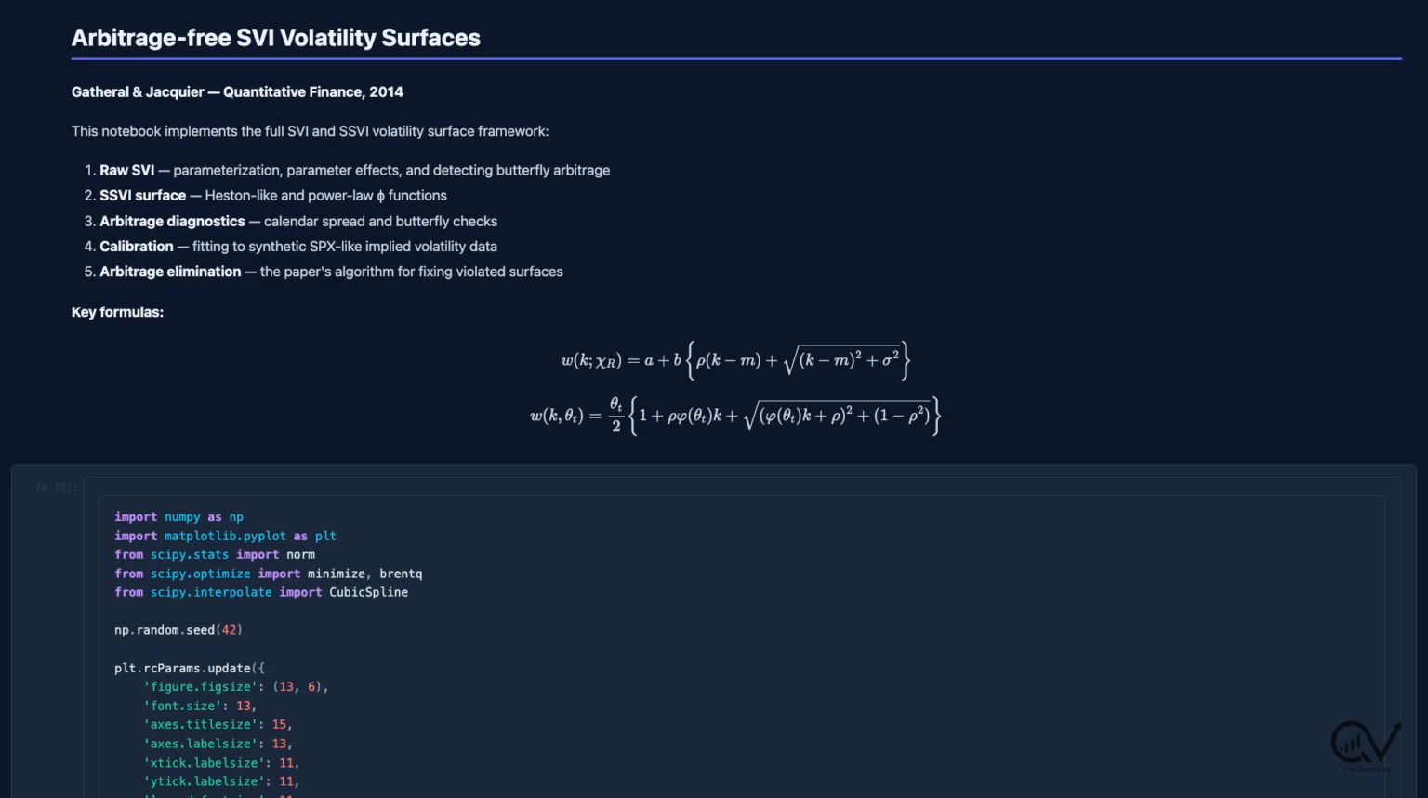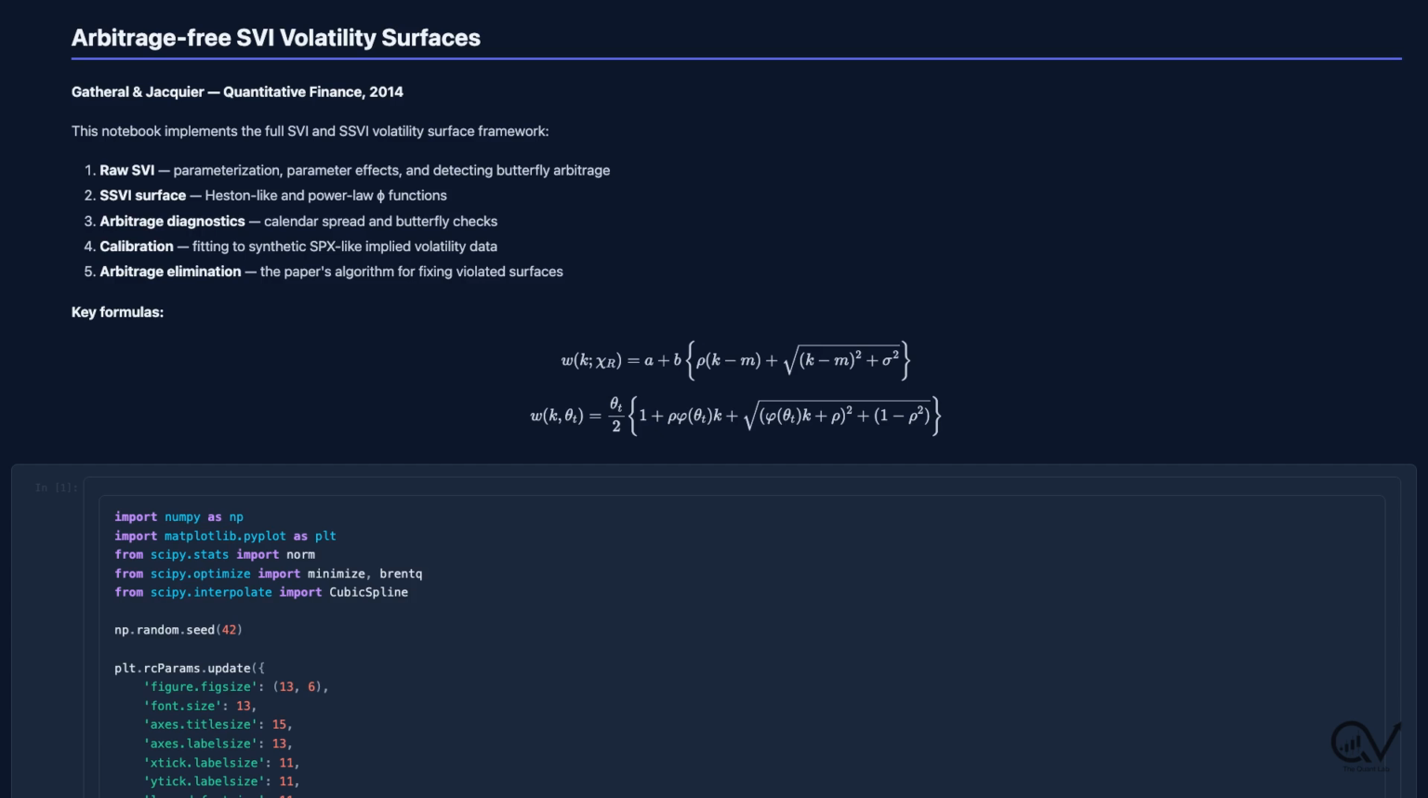Hello friends, today we are diving into the Gatheral and Jacquier paper on arbitrage-free SVI volatility surfaces. This is one of the most practically important papers in quantitative finance. It solves a problem that practitioners had wrestled with for over a decade. How do you fit an implied volatility surface that looks good, prices all your options correctly, and is guaranteed not to admit a static arbitrage?